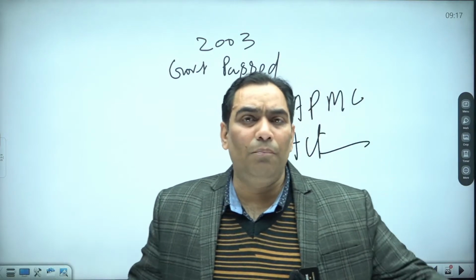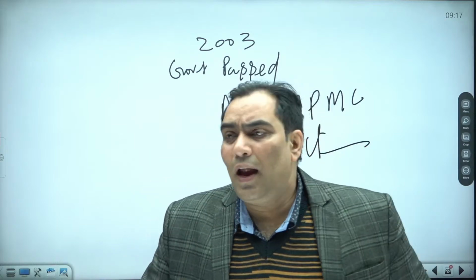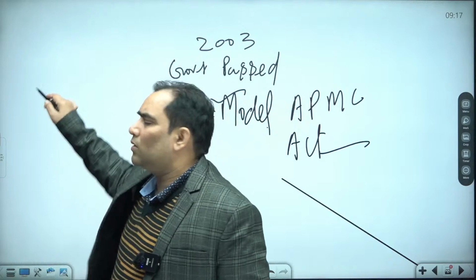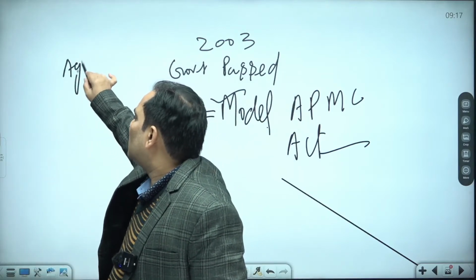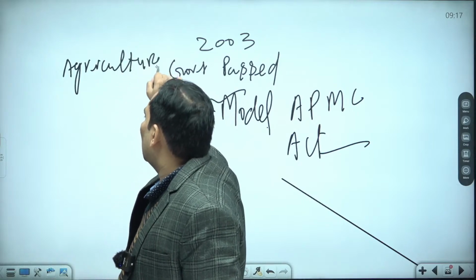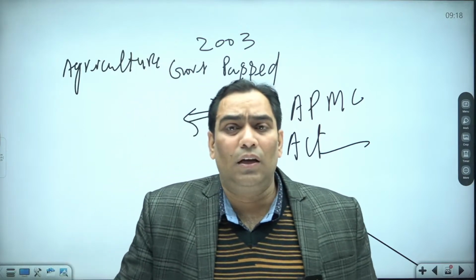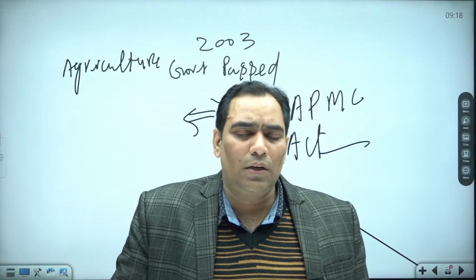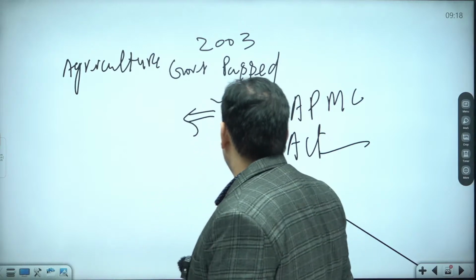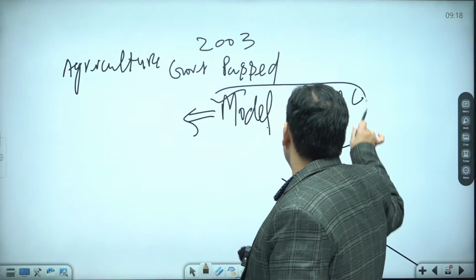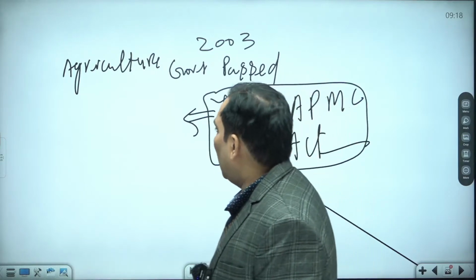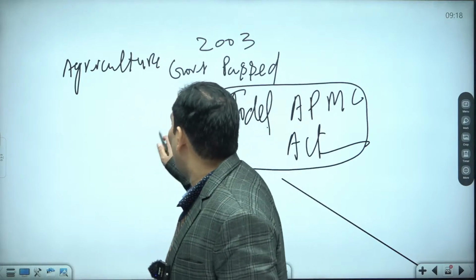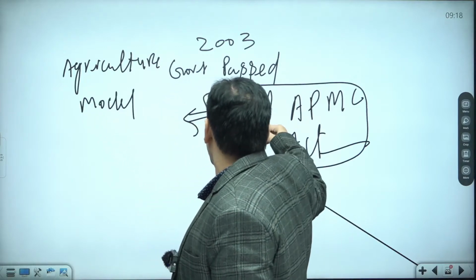Okay. The central government passed the Model APMC Act, and it was expected that all the state governments will pass the Model APMC Act, because be very clear that agriculture is a state subject. Since agriculture is a state subject, the rules and regulations regarding agriculture have to be made by the concerned state governments. So that's why in 2003 the Model APMC Act was passed by the central government or the parliament, and it was expected that each and every state government or state legislature will pass the Model APMC Act in accordance with the Union Model APMC Act.